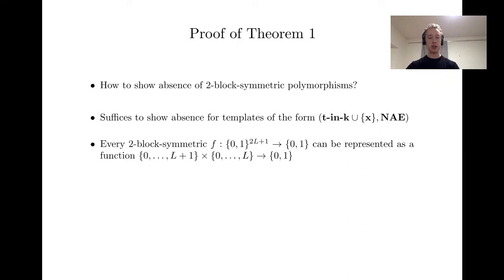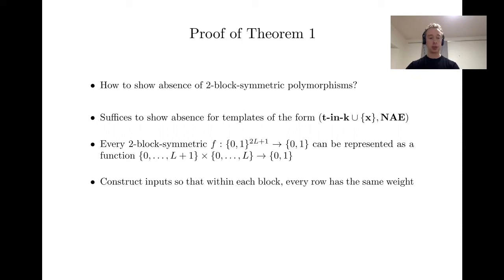Next, every two-block symmetric function can be represented as a function of the weight on one block and the weight of the other block. In this case, we call the two blocks the odd and even coordinates. If the odd block has size L plus 1, then its possible weights are from 0 to L plus 1. And then the even block of size L has possible weights from 0 to L.